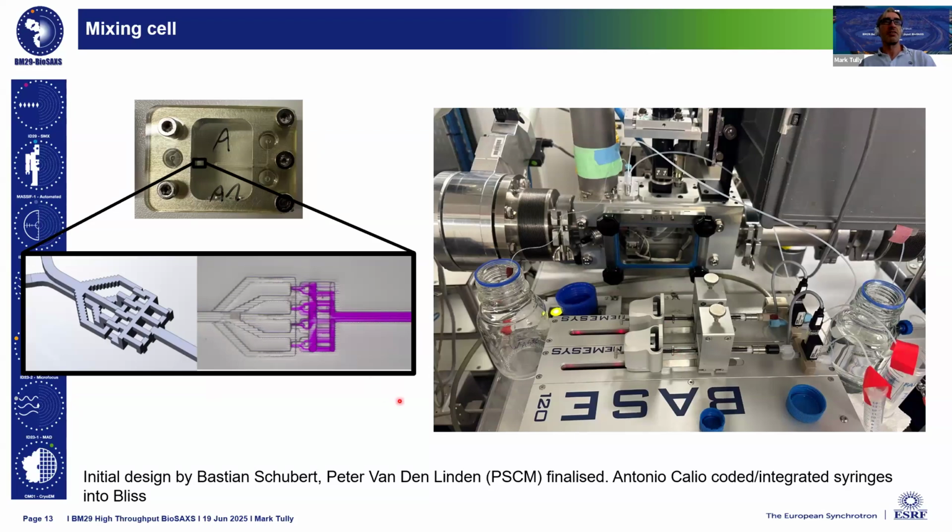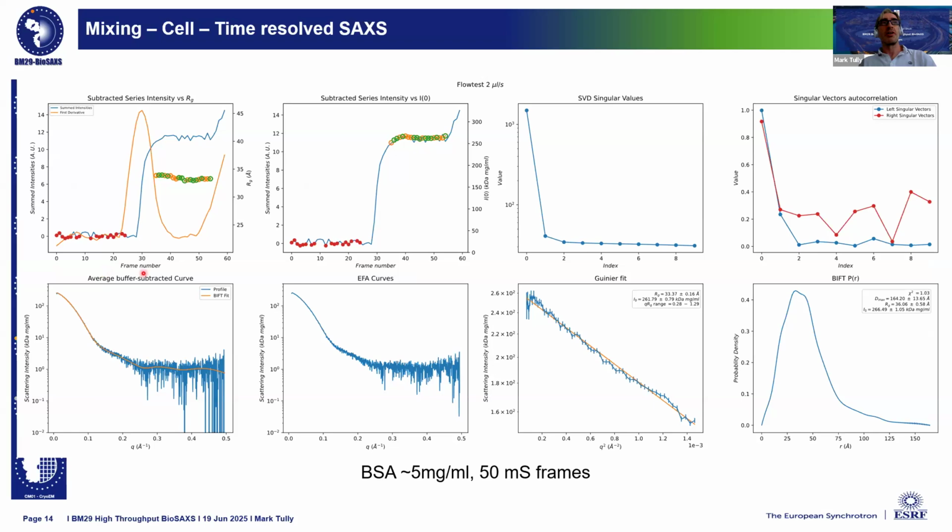So what does the data look like on this? We managed to measure just simple BSA to start with. So we were measuring a buffer, and then we put on the second syringe, and then we can automatically mix in the BSA. And then we did a little bit of singular value decomposition to work out which is buffer and which is sample, and then did quite a simple buffer subtraction curve. And this is actually very nice data because we're collecting at just 50 millisecond frames. Normally we'd collect at 1 second frames, but here we've got about 50 millisecond frames to get really nice data on a 5 mg BSA sample.